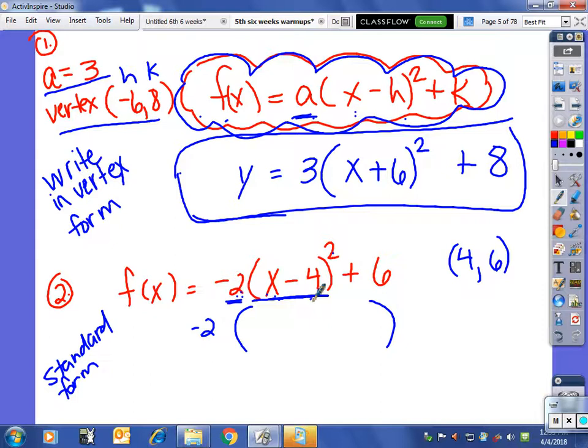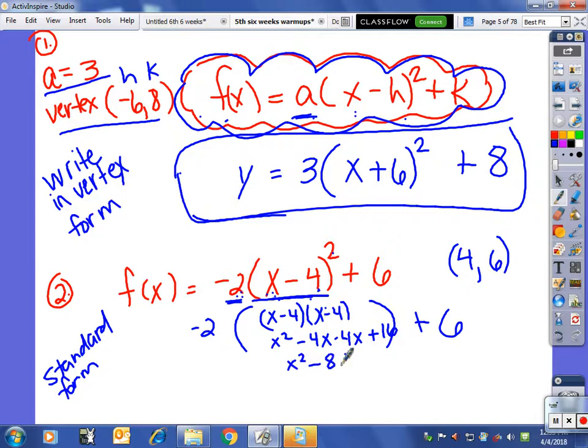Just keep rewriting them. I've got to do x minus 4 squared first, which means x minus 4 times itself. So that's the first thing I got to take care of, squaring x minus 4. That's where you got to do that FOIL, first terms, outside, inside, last. That's going to give you x squared minus 4x, another minus 4x, and then what? Plus 16. And I can simplify that a little bit. X squared minus 8x plus 16.